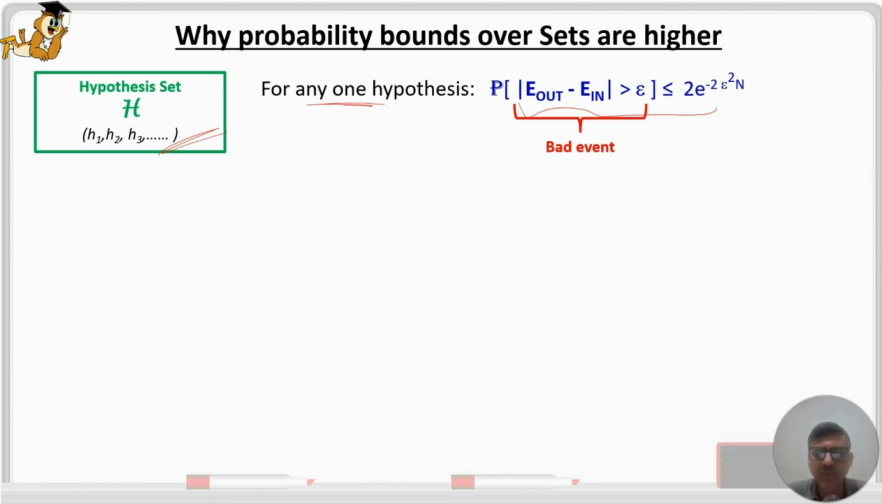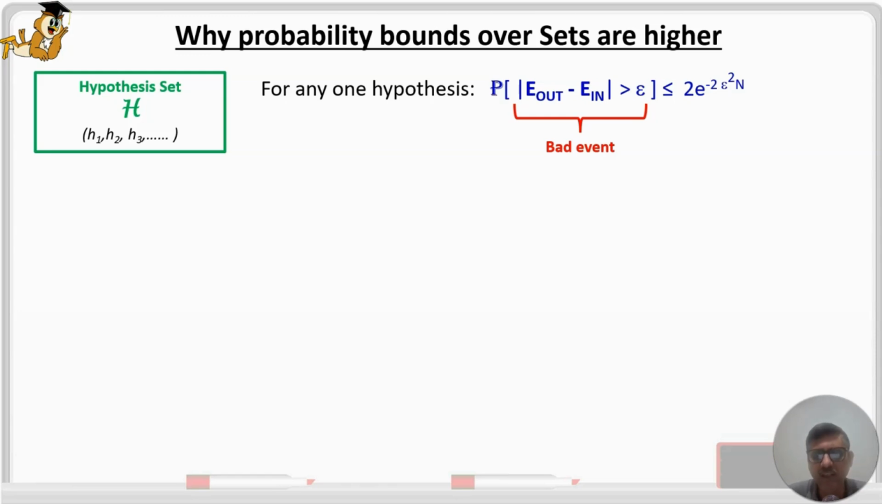I'm going to make sure that we understand what event we are talking about. The event here is the absolute difference between Eout and Ein being greater than a given epsilon. This is the event we are talking about, and it is a bad event.